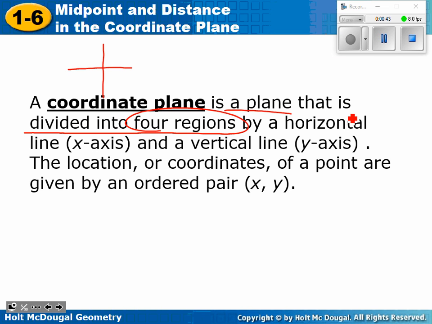Where is quadrant 1? Top right. Okay, where's quadrant 2? Top left. And then we go counterclockwise, right? So this is the 3rd quadrant and the 4th quadrant, because you will have to identify on your homework which quadrant it is based on certain questions they ask.